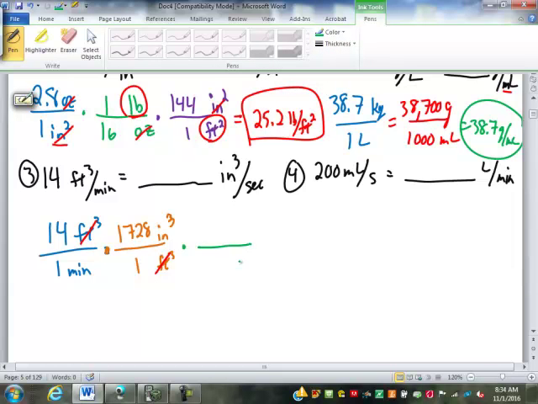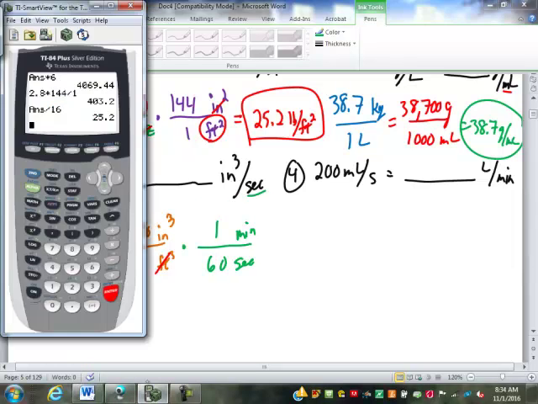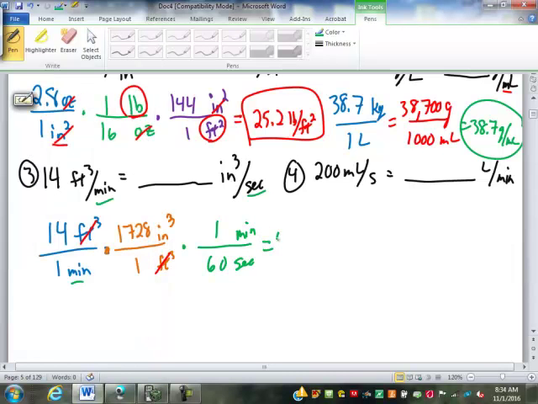Now what else do we have to get rid of? Minutes. Minutes are on bottom, so we have to put them on top. We're changing them to seconds here. So 1 minute is 60 seconds. So this is going to be 14 times 1728 divided by 60. How do I know when to multiply or divide, by the way? Perfect. If the number's on top, we multiply. If it's on bottom, we divide. So we have 403.2 cubic inches per second.